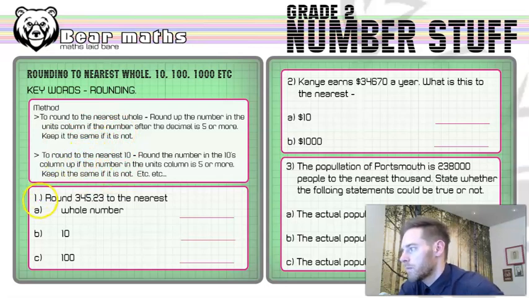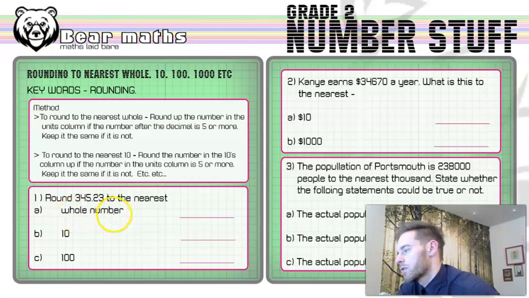So in number 1, we've got to round 345.23 to the nearest whole number. Okay, now this is a decimal number because it has numbers that appear after the decimal point. This is worth 300, this is worth 40, this is worth 5. This is worth 2/10, and this is worth 3/100ths. Okay, so it's very good to understand place value when it comes to rounding numbers to any degree of accuracy.